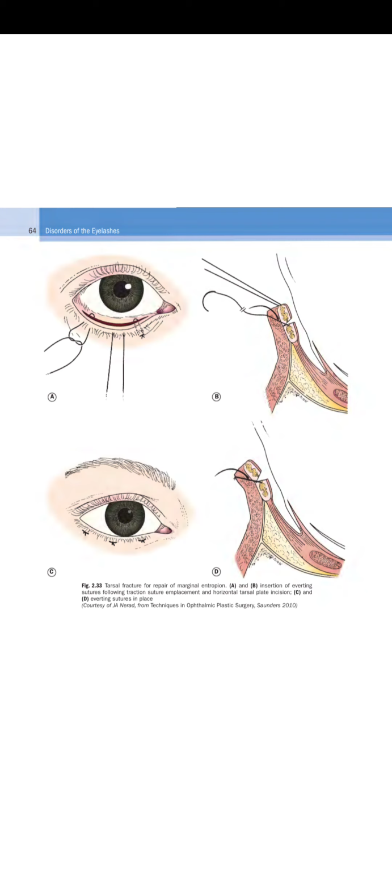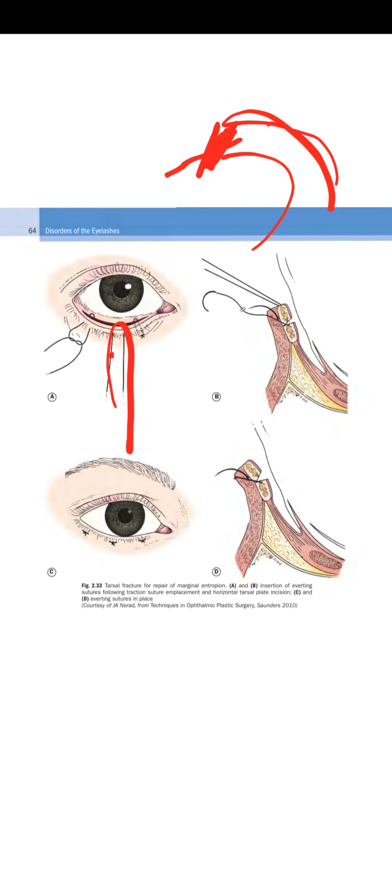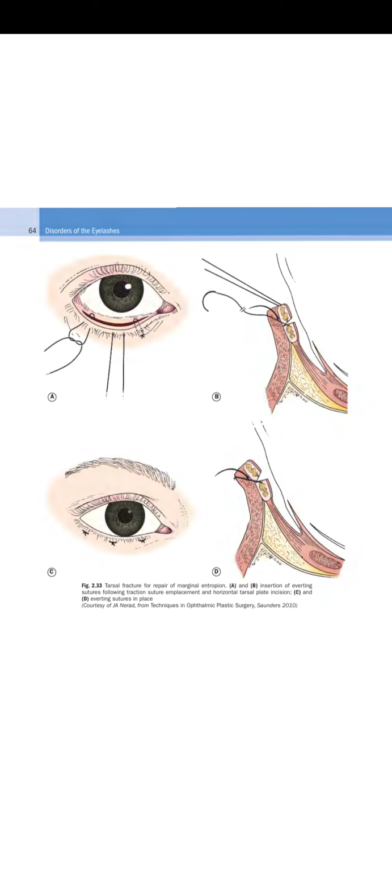So what is a marginal entropion? Entropion can be involving the whole of the lid, but sometimes only the margin of the eyelid is involved, and it is called marginal entropion. So what procedure can we do to prevent it? So you can see that what you do is you place a traction suture, so you evert the eyelid. For that, you place a traction suture and you evert the eyelid.